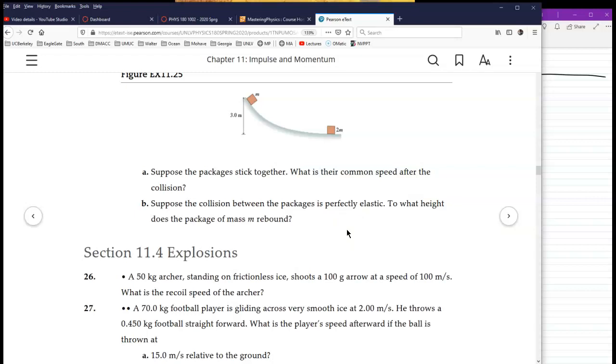A, suppose the packages stick together. What is their common speed? He wants the big V. You see what I'm saying? That's easy, I hope. Okay, let's see how we do that, and then we'll do part B in a sec.